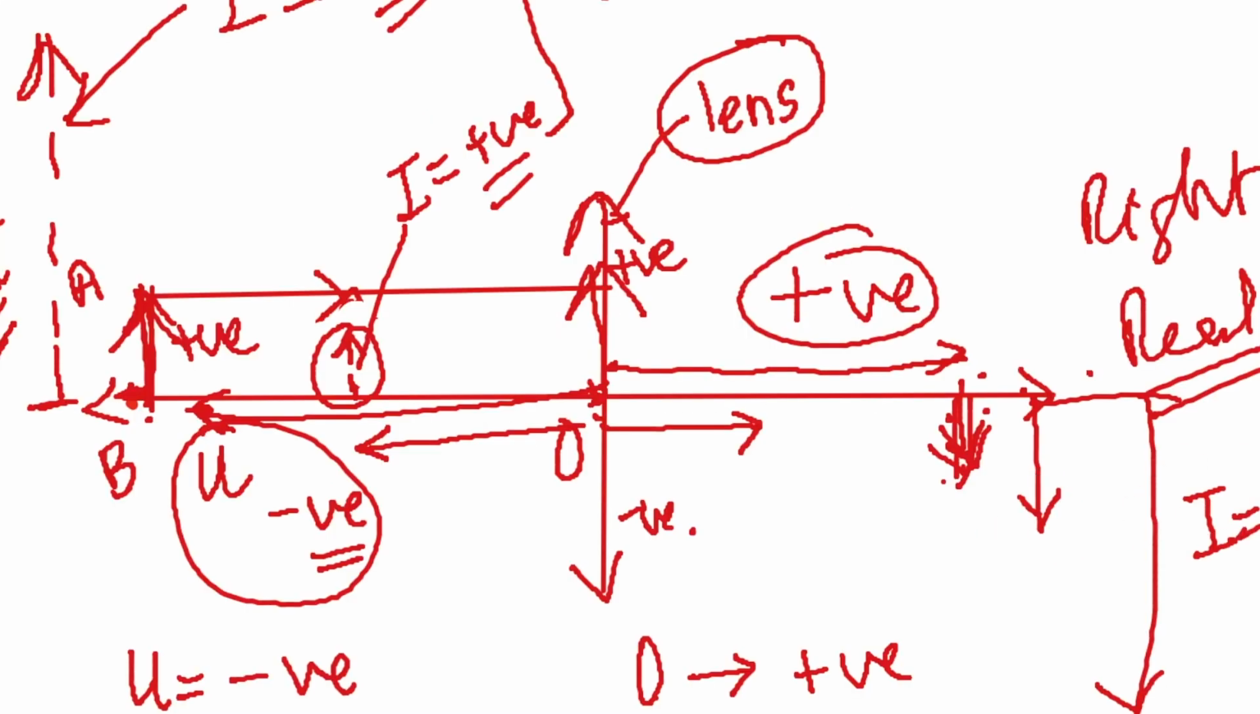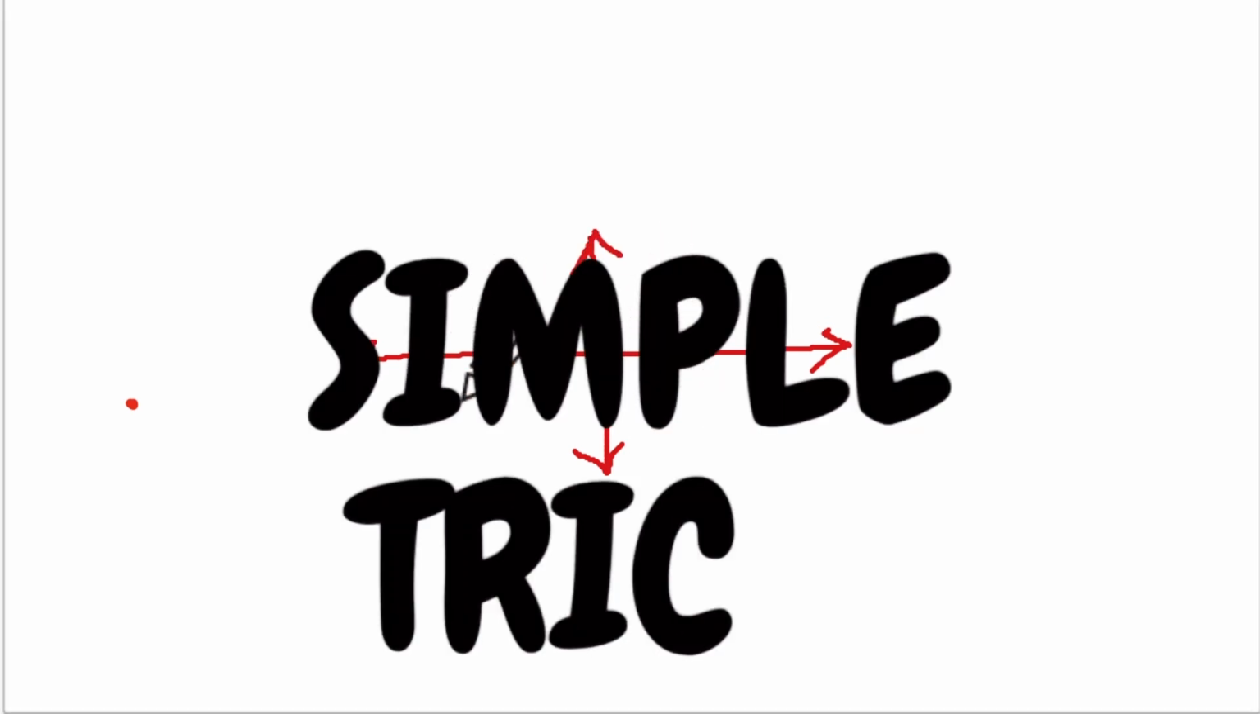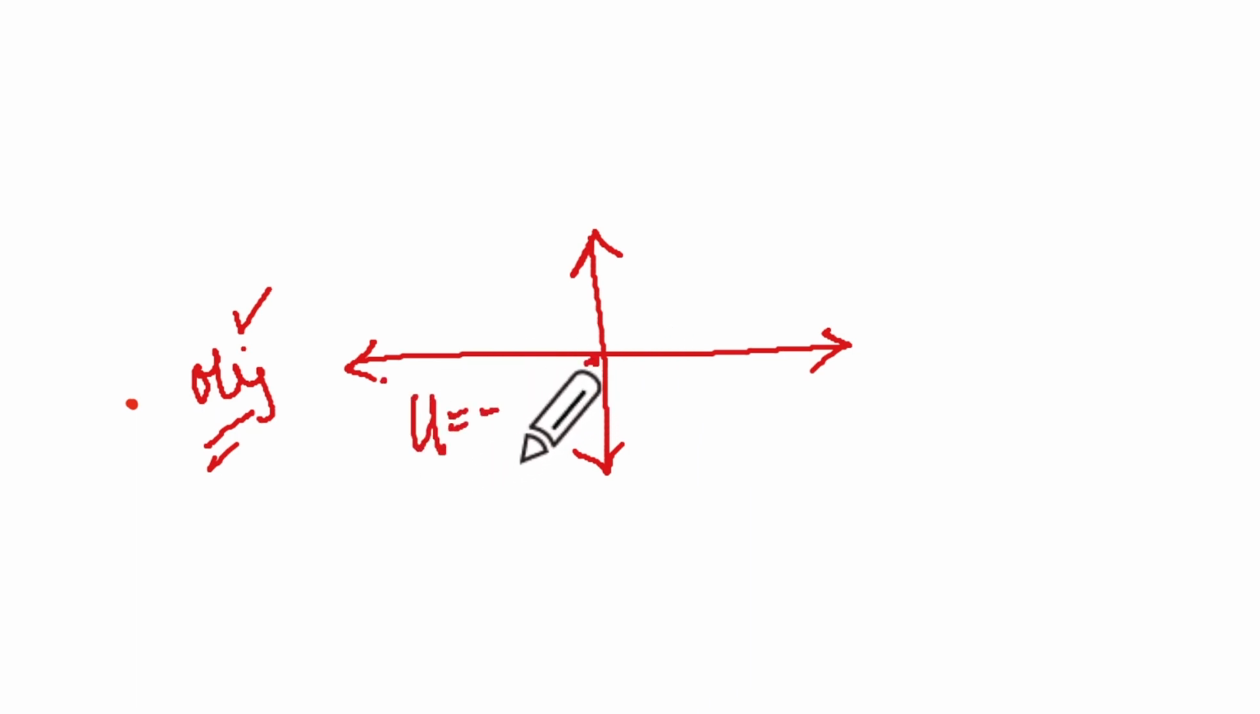So remember, all you have to do is remember the simple coordinate system. This is the simple trick for you. You keep the object here this side. The object will be on the left hand side. Then from O, you'll measure object distance. So your U is going to be negative. If you are measuring distance on the right hand side, for the image distance here is going to be positive.